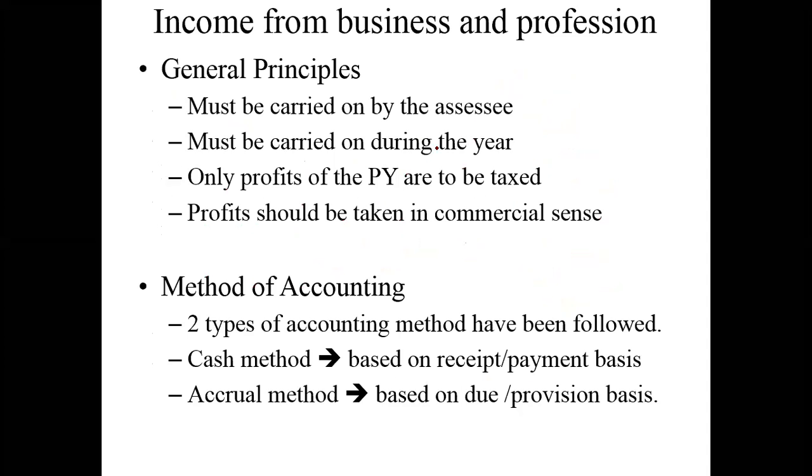Okay, now we come to how we assess income from business and profession. The general principle we have to take into consideration is that whenever we are charging income from business and profession, it must be carried on by the assessee. An assessee is a person who is liable to pay tax. So that activity has to be carried out by that particular assessee.